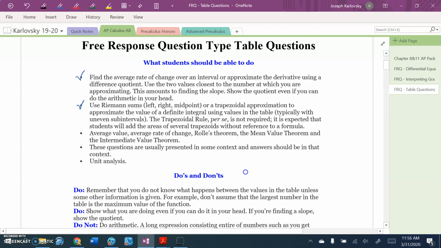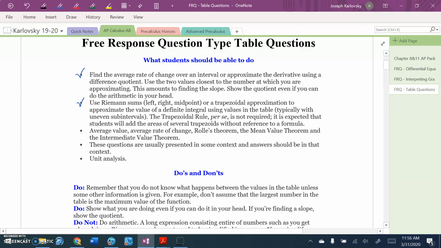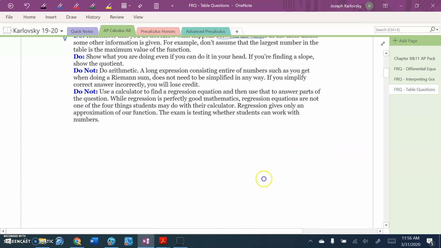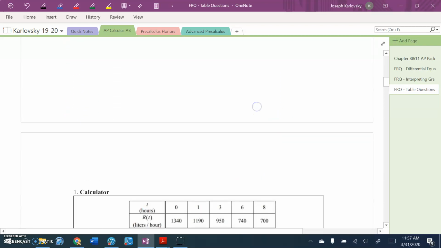A big one I always think about is this first one on the do's and don'ts list. I guess we call it a do. Remember that you do not know what happens between the values. A table is nothing more than little snapshots of moments along the function. So don't assume the values between unless you have a lot of extra information about whether things are increasing or decreasing and other details. Feel free to read the rest of these bullet points on your own. We're going to do example number 1 together and then 2 and 3 on your own.